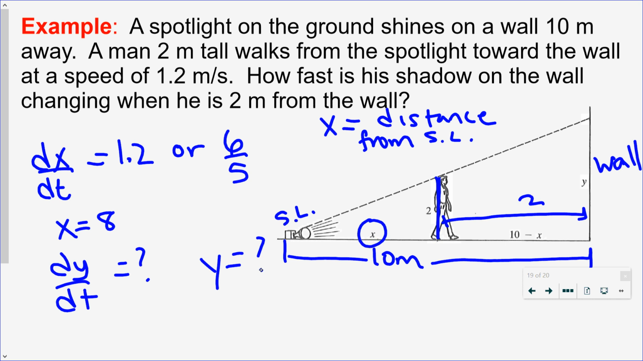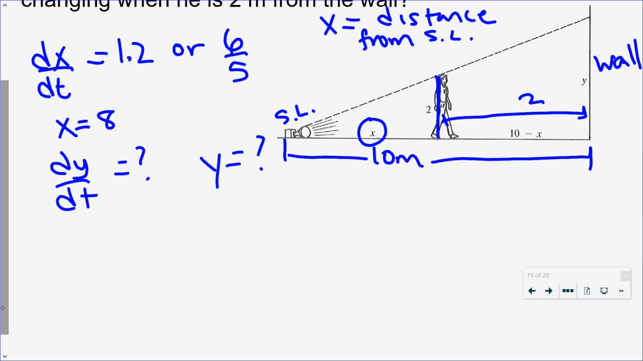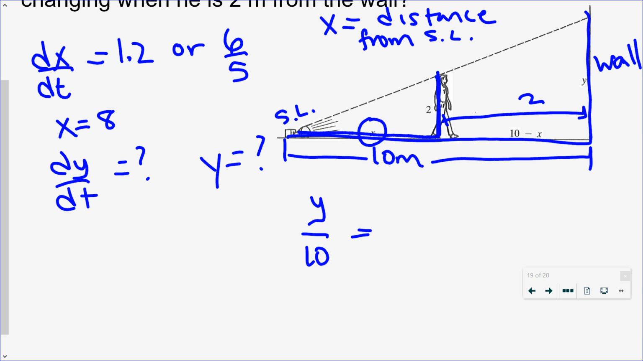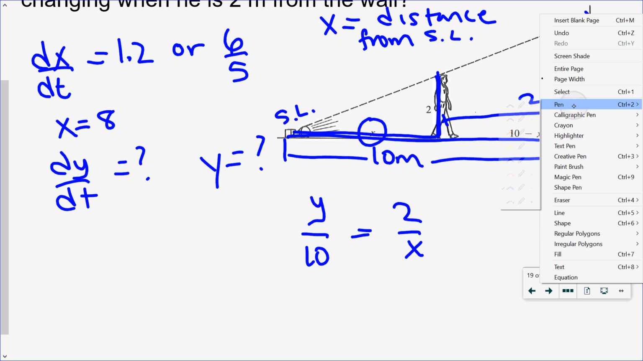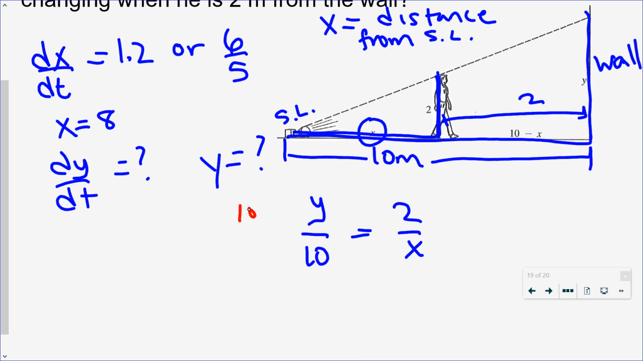So using similar triangles, looking at my big triangle, I know that y is to 10 as 2 is to x. Those are similar triangles because the sides are in proportion and all the angles are equal. So let's multiply both sides of our equation by 10x to get rid of the denominator.